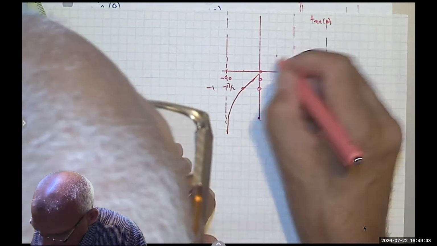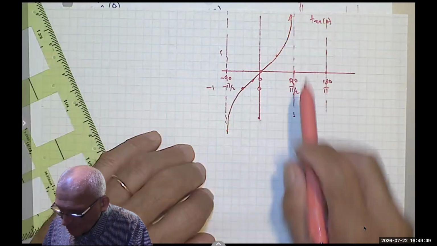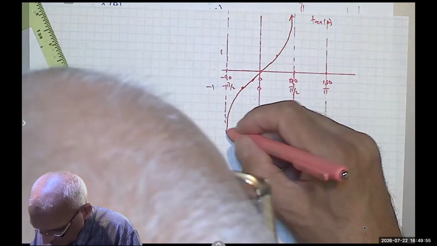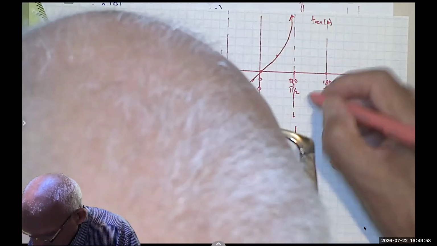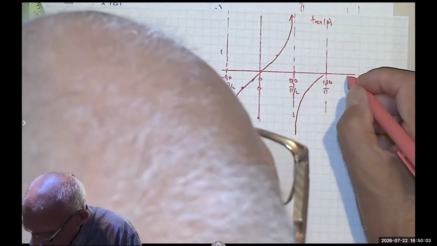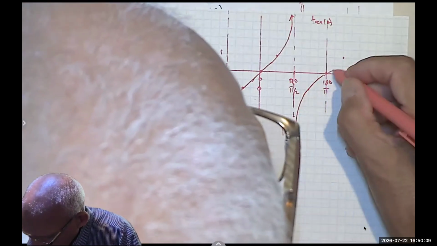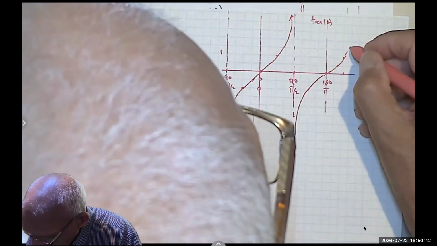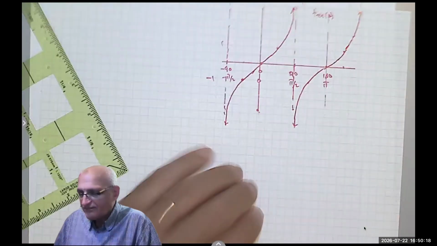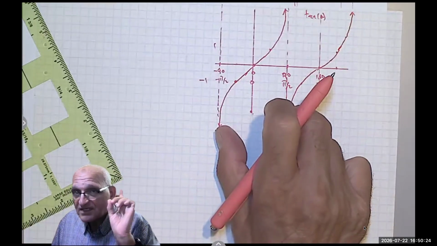And then at 45, I have 1. So to the left of 90, it's positive infinity. To the right of 90 is negative infinity. So this goes down asymptotic here, passes through negative 1, 0, and 1, and then there's an asymptote at 270. This is the graph of the tan, and it keeps repeating every 180, not every 360 like the sine and the cosine.